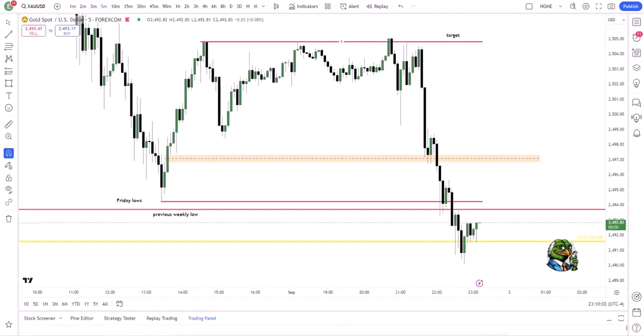So I'm just going to speed up the video. It took a few hours to get to where it needed to go, back up to those highs, but you can see the outcome, the end result, in my Twitter profile where I've journaled this trade once I have closed it out.